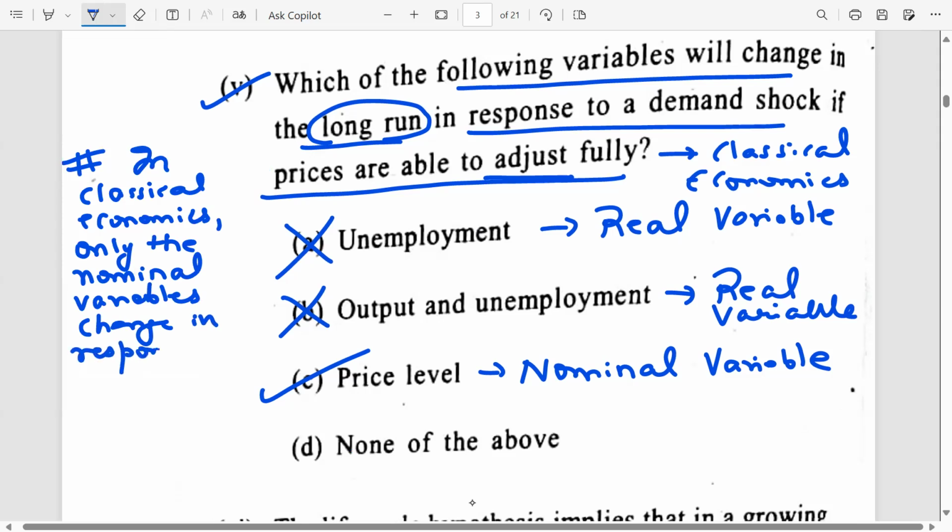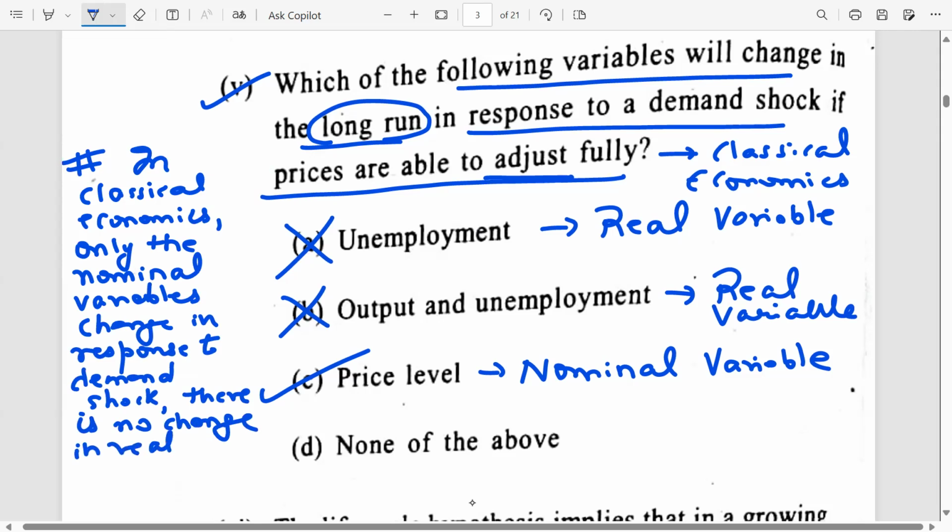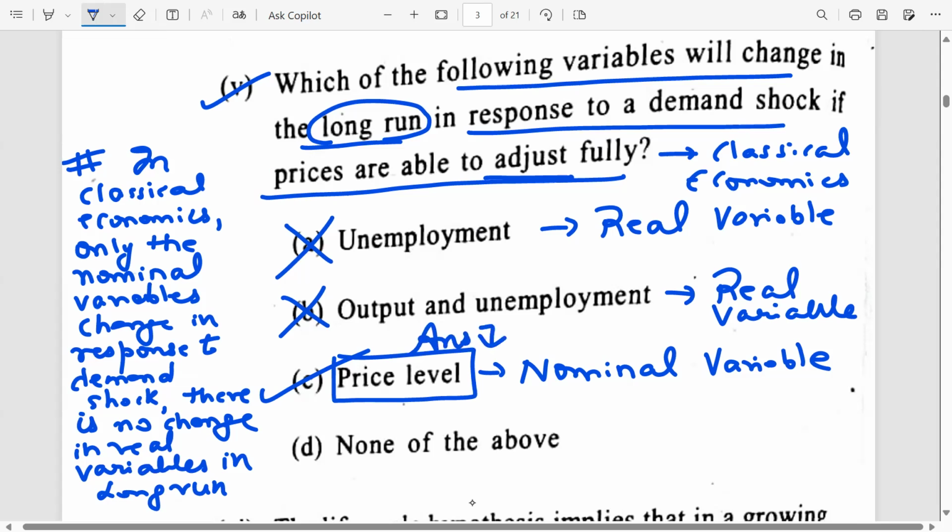Only the nominal variables change in response to a demand shock. There is no change in the real variables in the long run. That means my answer is that only the price level, being the nominal variable, will change. All other variables are not going to.